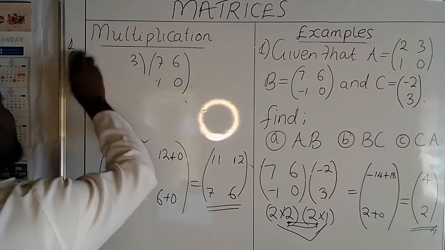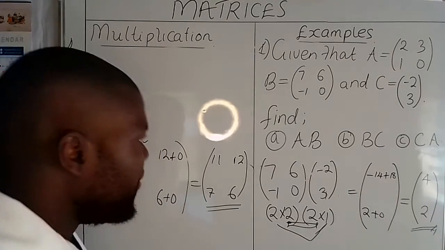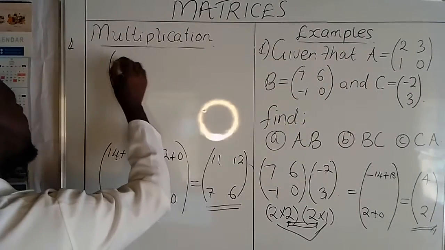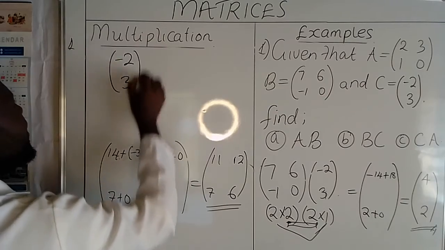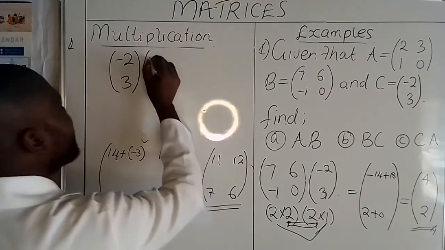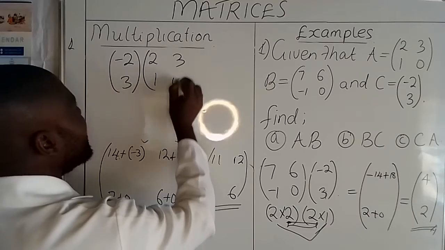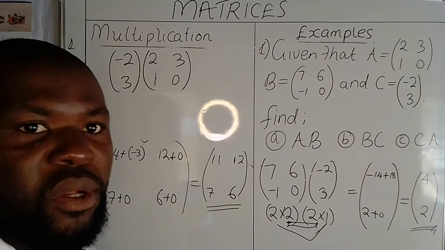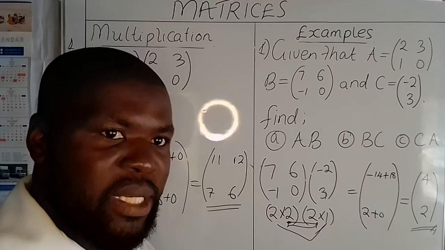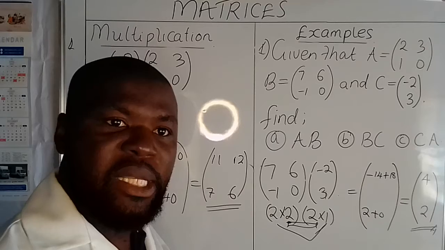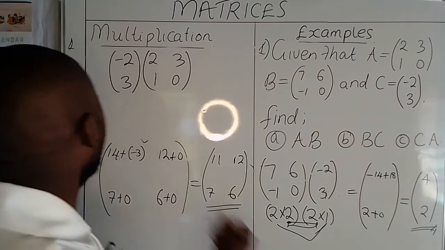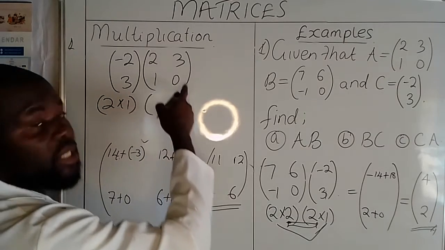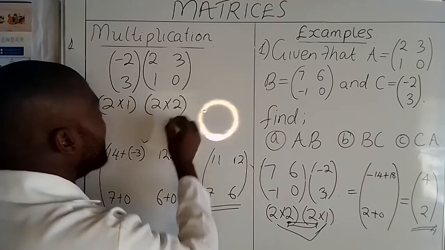Looking at example C, we are told to multiply C by A. So we say negative 2, 3 by A, which is 2, 3, 1, 0. We are multiplying the two matrices, so we need to find out their compatibility for multiplication by first finding out the order. You can see this one is a 2 by 1, and this one is a 2 by 2 matrix.